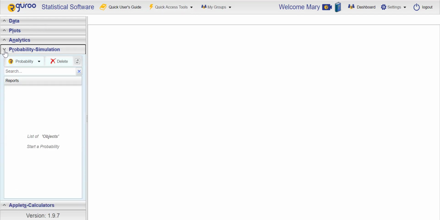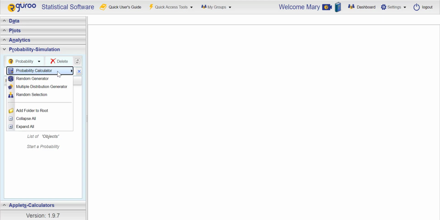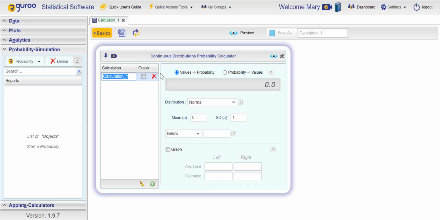Okay, so we're going to go to our probability calculator and choose continuous. We're going values to probability, normal distribution. The mean was 25. Now, the standard deviation for the population is 6.8, but what we have to remember is, because this is central limit theorem, we have to put in the standard error, which is 6.8 divided by the square root of the sample size, which is 64.